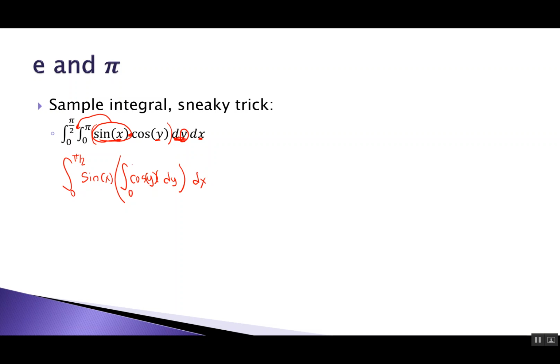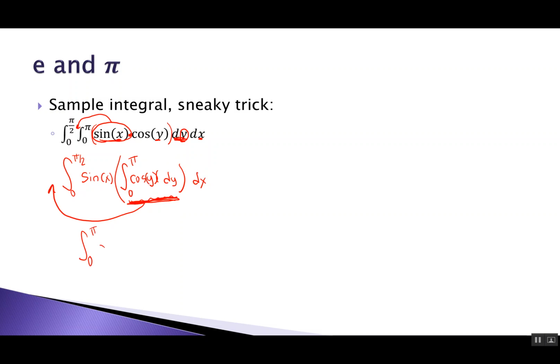And this is from 0 to pi. Okay. So now the way this stands, I want to do this integral, cosine of y dy, and then after I'm done doing that, I'll take that result and multiply it by the sine of x, and I'll do the integral. But notice now, this integral, after I evaluate it and put the 0 and the pi in, it's going to be a constant. It's a constant. So I can move it outside of that integral. So I'm going to do that.